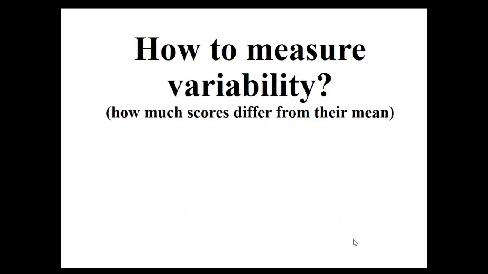Now, an important topic in statistics is how to measure variability in a group of scores. We use the mean or the median to find the central or typical score in a group of scores. But we also need a way to measure how much the scores differ from their mean, how much they're spread out, how variable they are, how dispersed they are. So today we're going to discuss two ways to measure variability in a group.